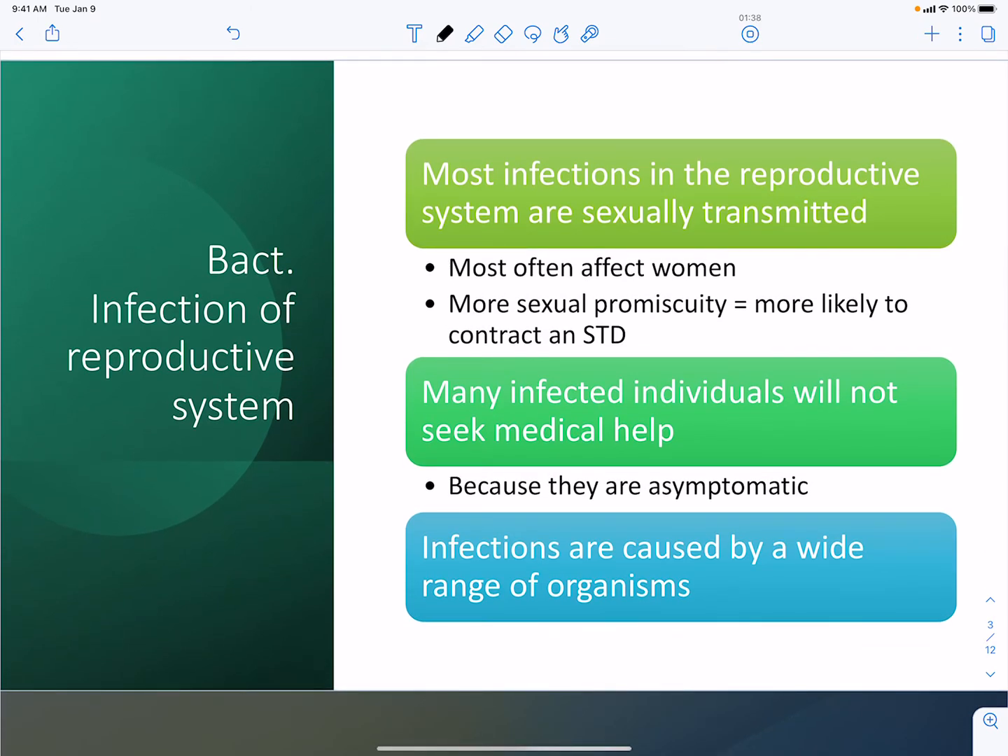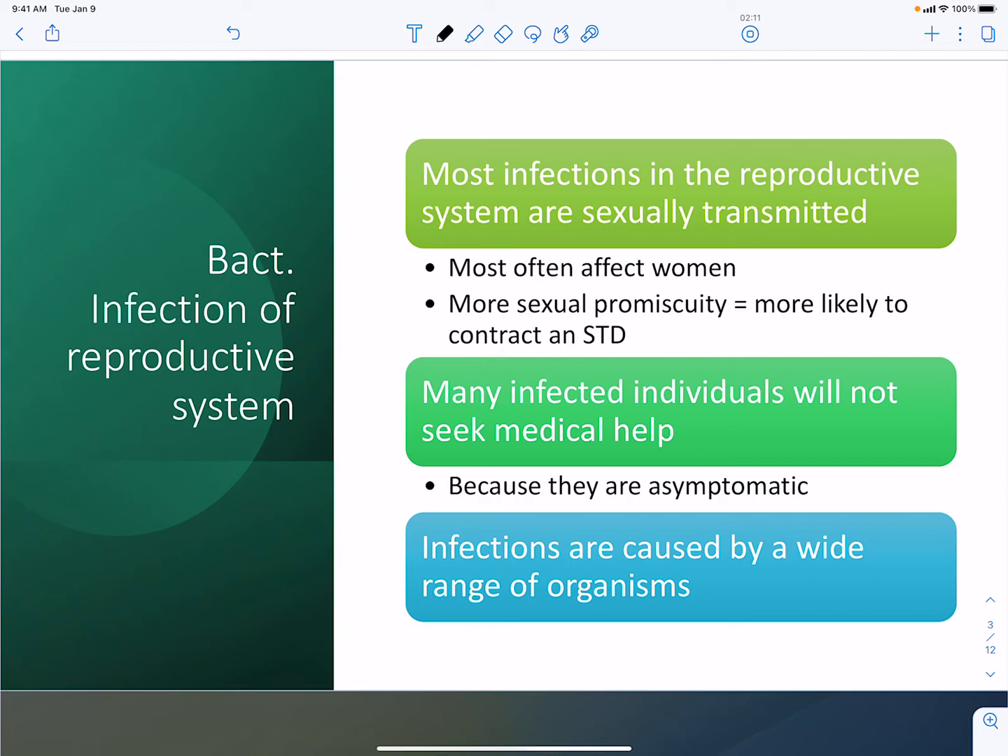Now we're going to talk about bacterial infections of the reproductive tract, and most of the infections within the system are sexually transmitted. So oftentimes they're going to be transmitted from person to person, and many of the sexually transmitted diseases are not viable outside of the body, so they die pretty quickly outside. So transmission from person to person is the only way that those diseases keep going.